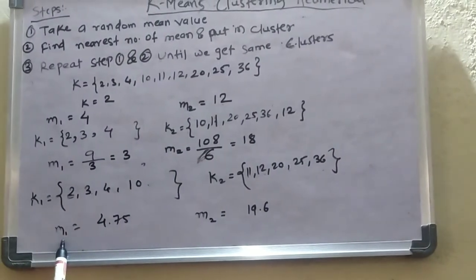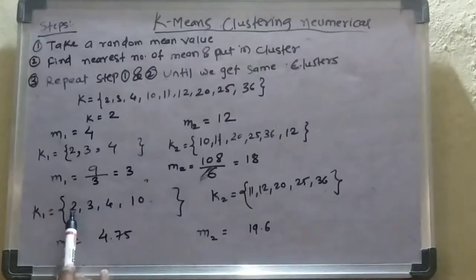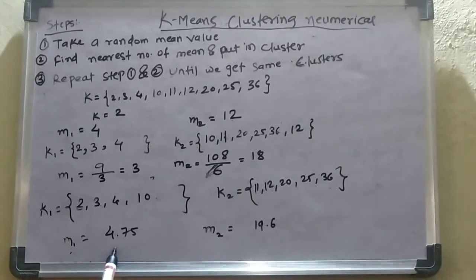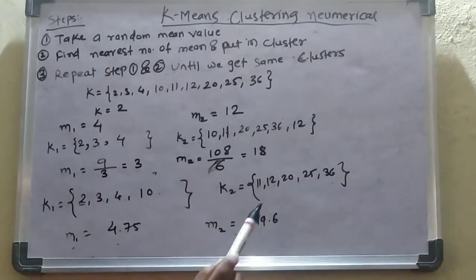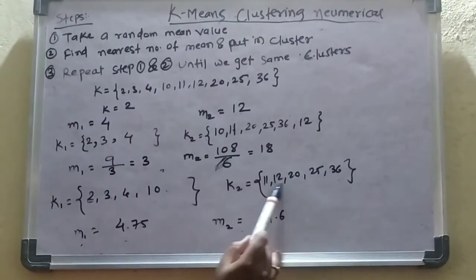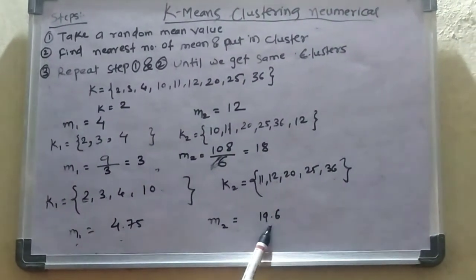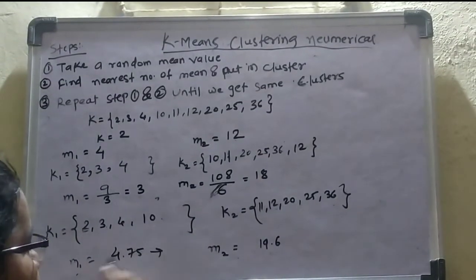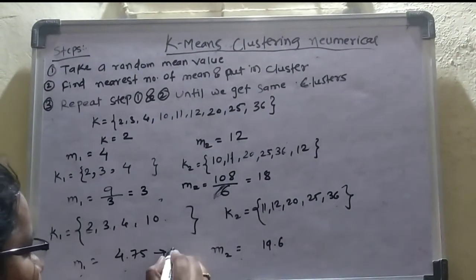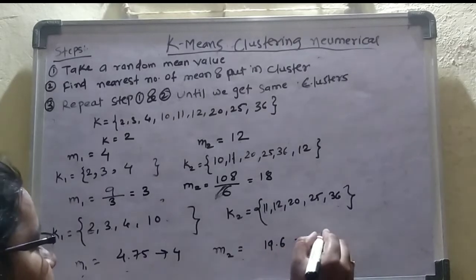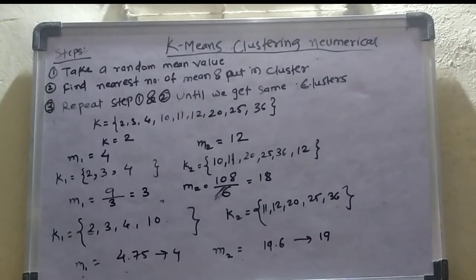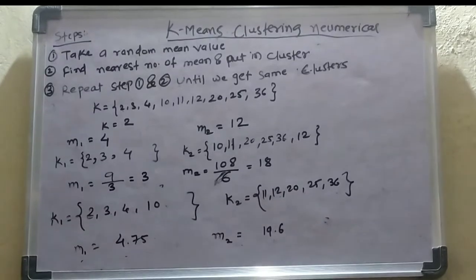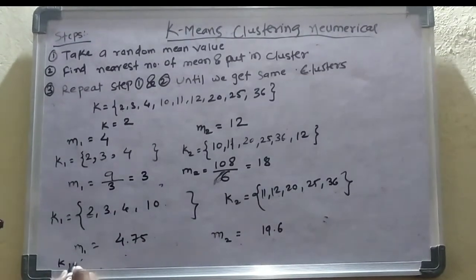Again we calculate the new means with the same formula: 2 plus 3 plus 4 plus 10 divided by 4, we get 4.75. Similarly M2 is the addition of all these divided by the total number of data points, which gives 19.6. You can either take the approximate values, 4 here and 19 here, or use the same values you got, and calculate the new clusters.